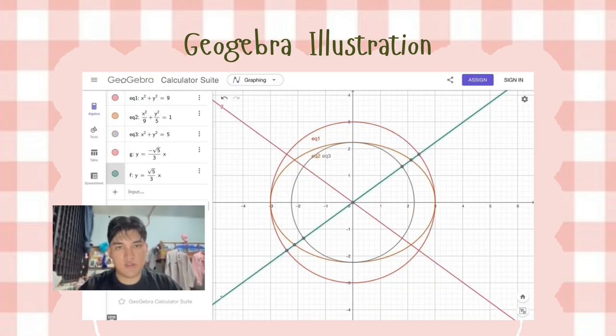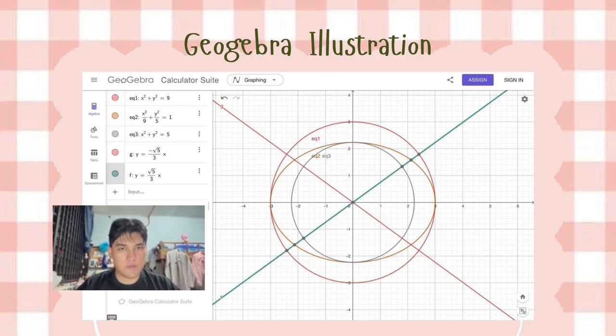Next up, GeoGebra illustration of the elliptical locus. First equation, x squared plus y squared equals 9. So this is the equation of the red circle, the biggest red circle that you can see there, centered on the origin. Next, x squared over 9 plus y squared over 5 equals 1. So this is the equation of the ellipse in the orange color.